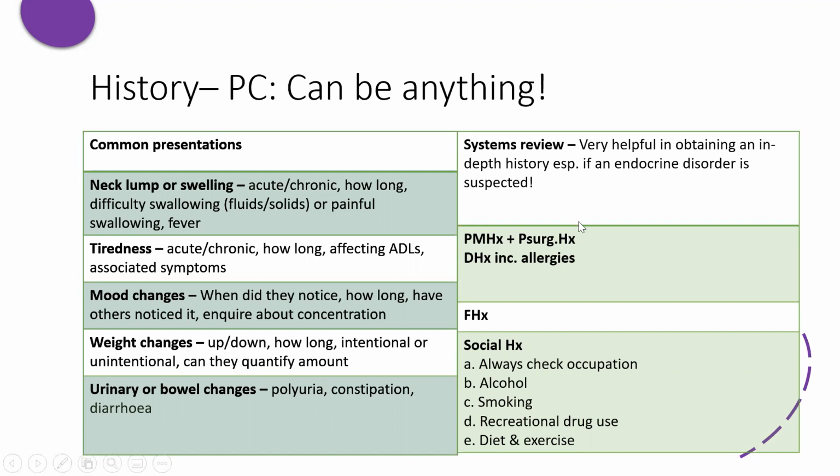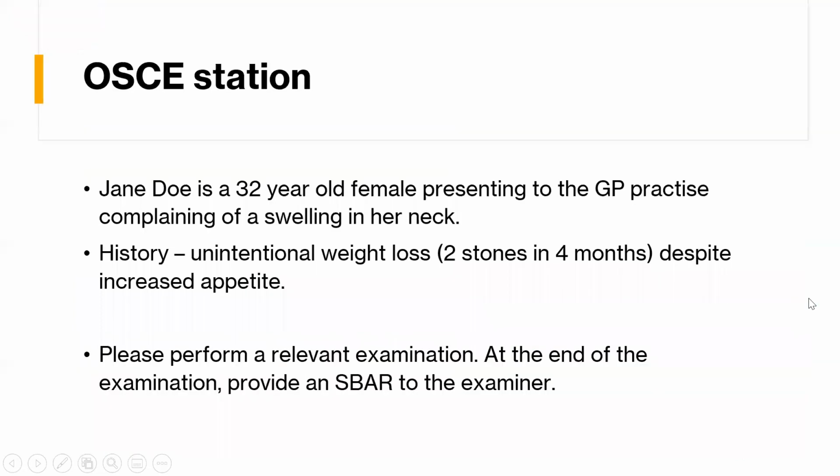Then you want to move on through your basic structure, do your past medical history, past surgical history, drug history, including allergies, and family history, particularly important. It can give you many clues if there's something going on. And social history, so occupation, alcohol, smoking, recreational drug use, and diet and exercise. So if you at least cover all that, you should get an idea about what's going on with the patient. Okay, on to you, Saloni.